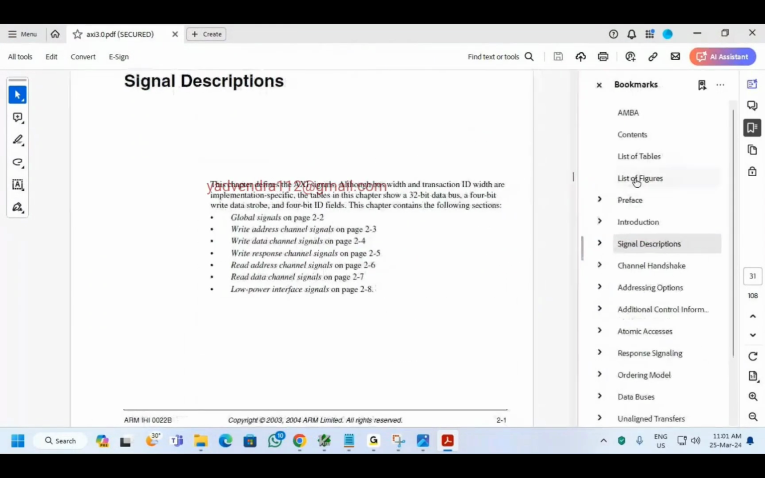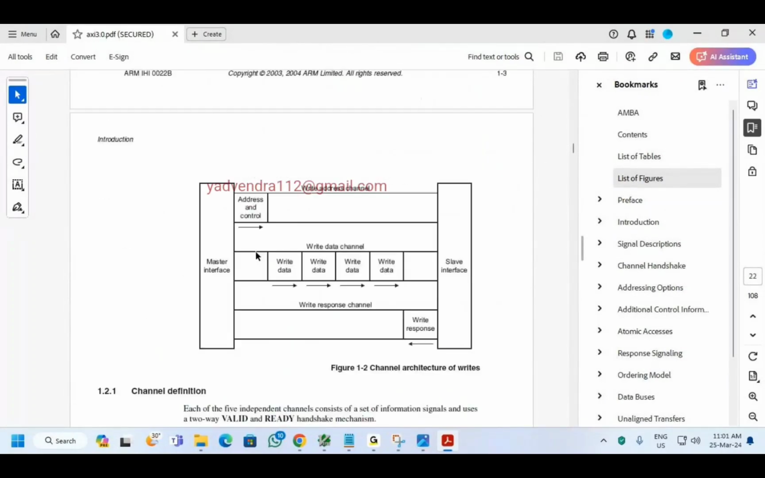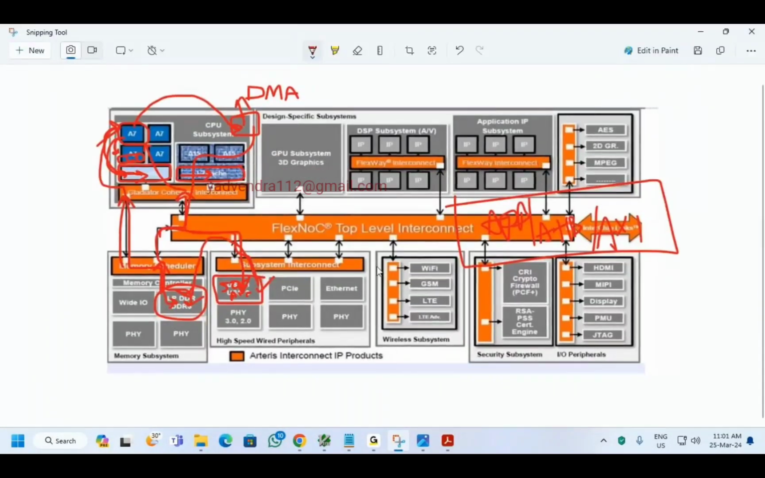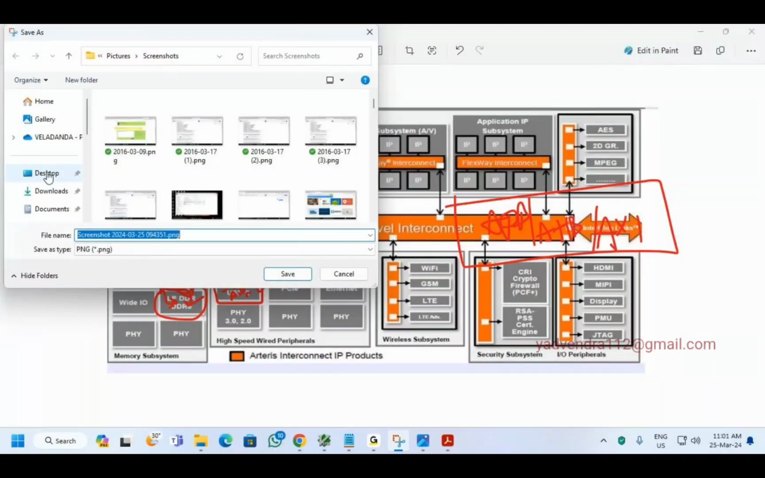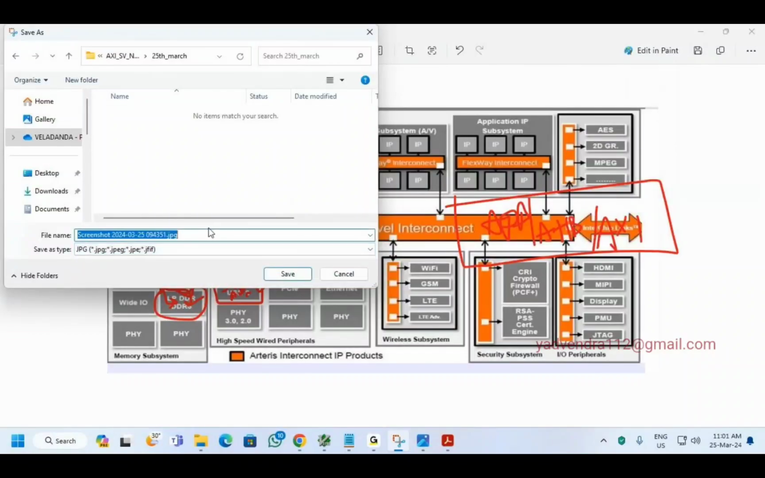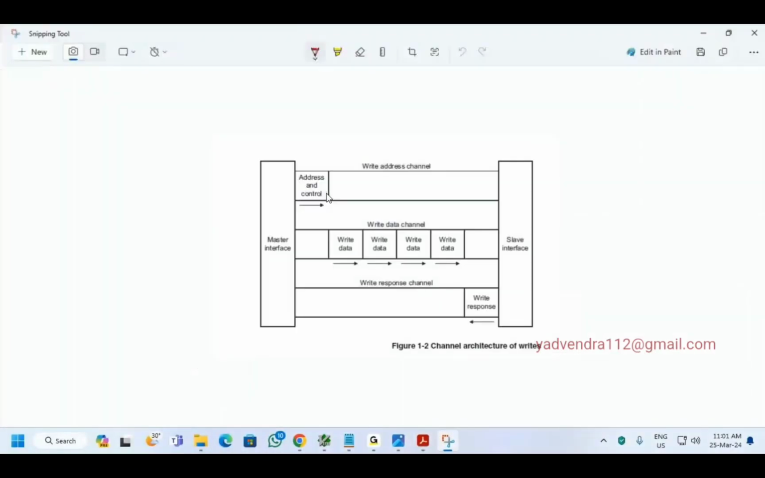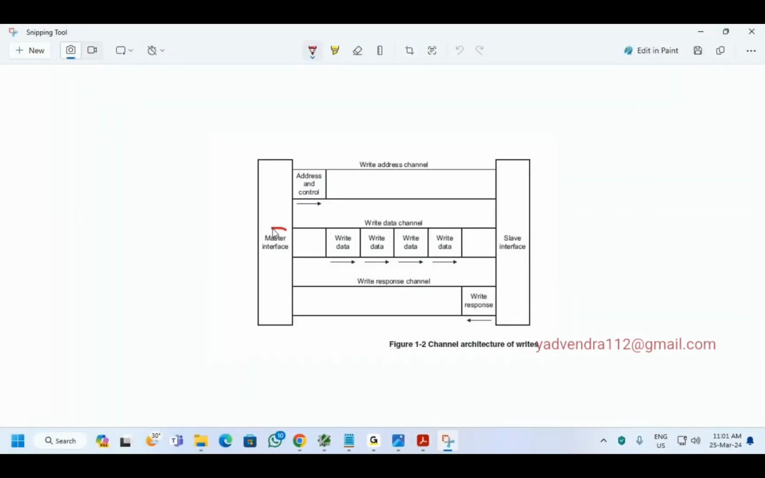Signal description. Yeah, this is read. First of all, let's try to understand this. So if you see this, guys, this is the master interface. Assumption: this is the master and this is the slave interface. That means this might be an interconnect, or this might be a direct master component, or a direct slave component. Anything may be there. Okay?